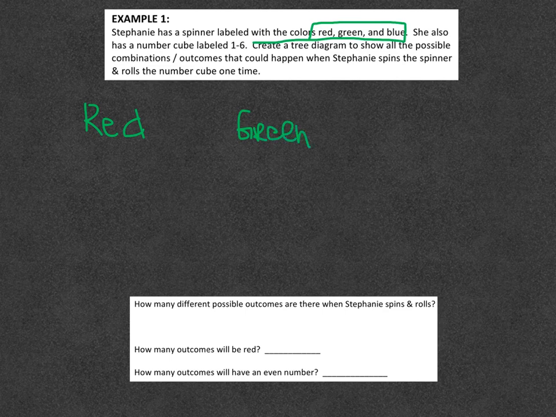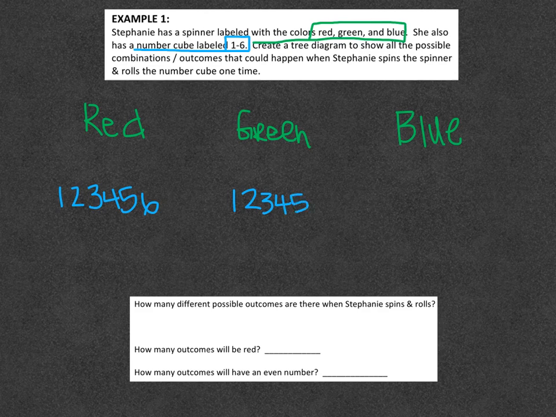Red, green, and blue. It's going to be connected to the numbers that are on the number cube, and it says the number cube is labeled 1 through 6. 1, 2, 3, 4, 5, 6. And that's going to be on each one of these sets.